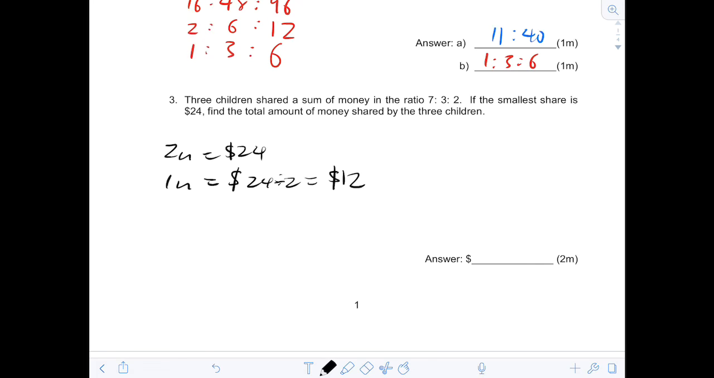Okay, so now you want to find the total amount. The total will be 7 plus 3 plus 2, which is 12 units. So now 12 units will be equal to 12 times 12, which equals 144. Alright.